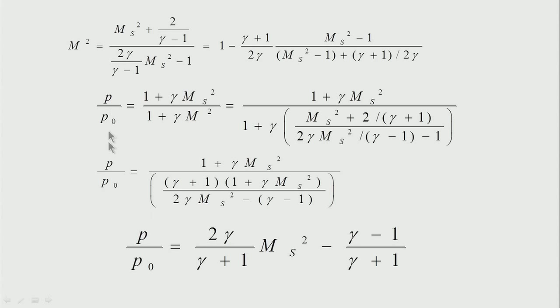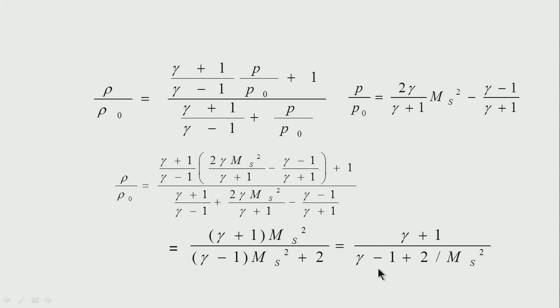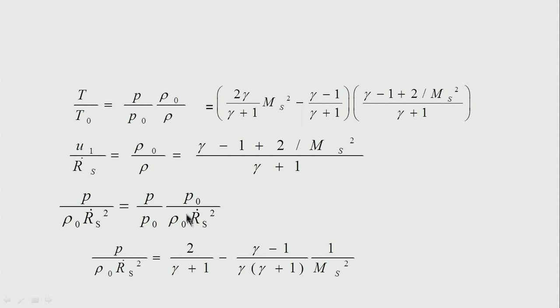P by p 0, we got it as equal to 2 gamma by gamma plus 1 into ms square minus gamma minus 1 divided by gamma plus 1. Supposing instead of having p by p 0, I am interested in the value of pressure divided by the dynamic pressure, that is rho 0, the ambient density, into r s dot square. Instead of p by p 0, I am interested in p by rho 0 r s dot square.